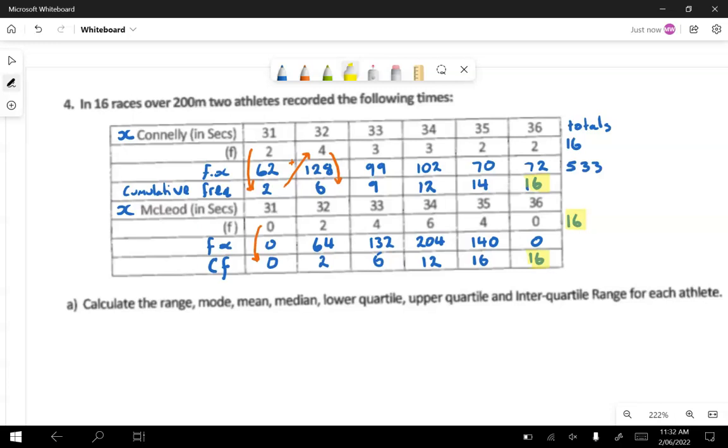Now, just while we're at this, and just so that we tie this in nicely for people who like to understand what's going on here, remember, the question posed that there were 16 races. That's why the frequency total is 16, because it is measuring 16 things, okay? And then you total up your FX columns, and so your FX total is 540 for this one.